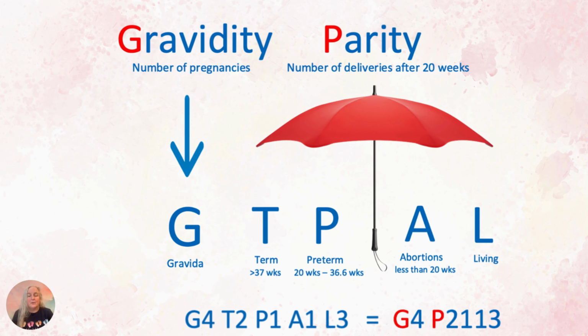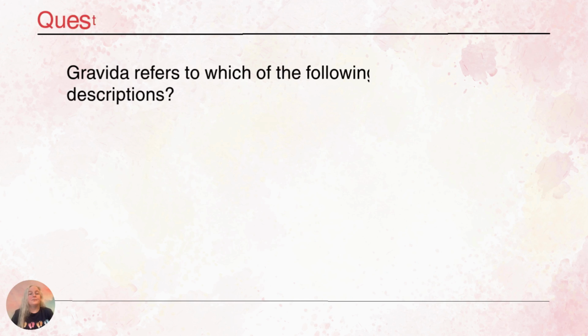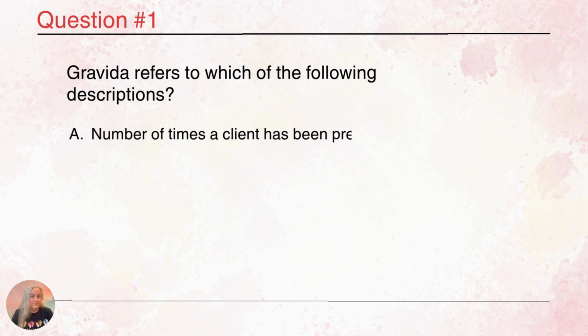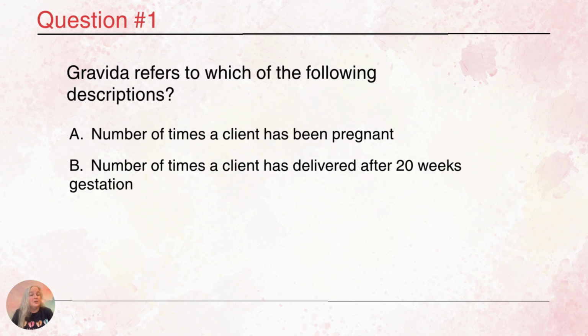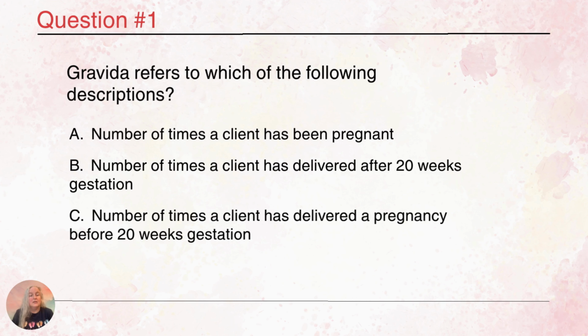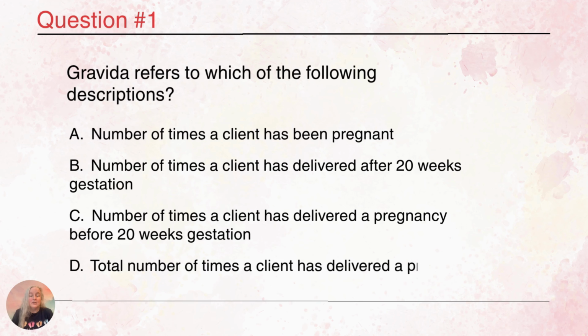So let's take this information and apply it to a patient. Question number 1, Gravida refers to which of the following descriptions? A, the number of times a client has been pregnant. B, the number of times a client has delivered after 20 weeks gestation. C, the number of times a client has delivered a pregnancy before 20 weeks gestation. And D, the number of times a client has delivered a pregnancy.